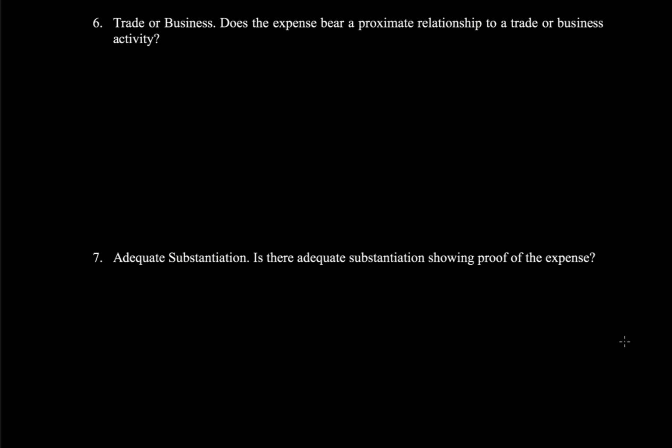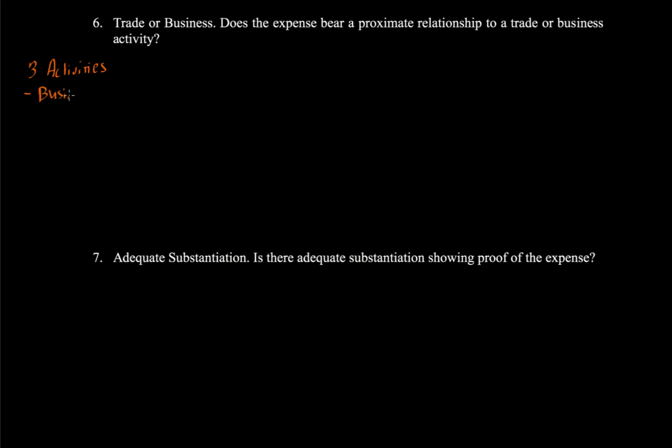So does the expense, which we considered in a previous video, whether it's an expense or capital expenditure, so at this point, if you're coming along the checklist, you've determined it's an expense, does the expense bear a proximate relationship to a trade or business activity? If you recall, there are really 3 different types of activities. Over here on the side, 3 activities with respect to income and deductions.